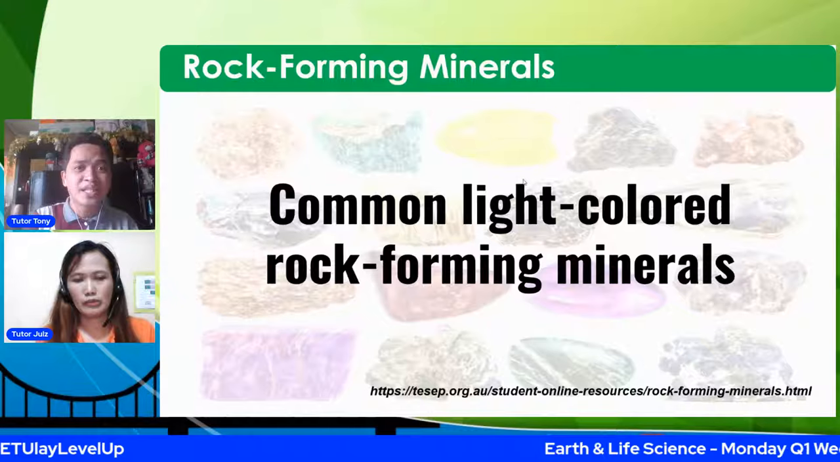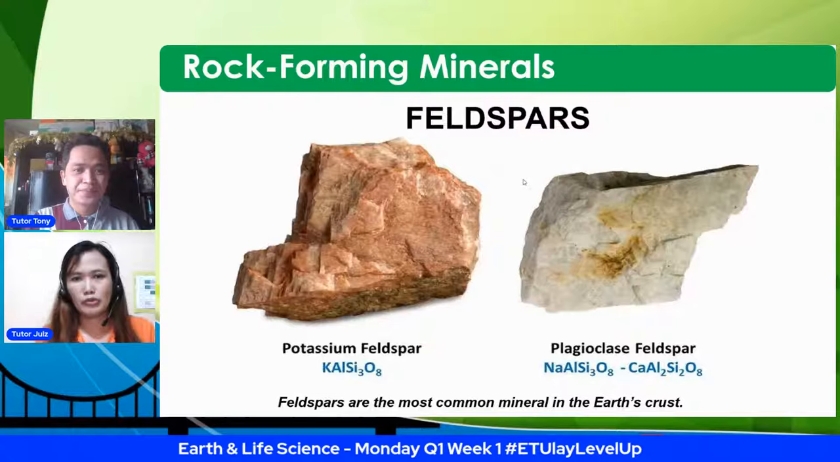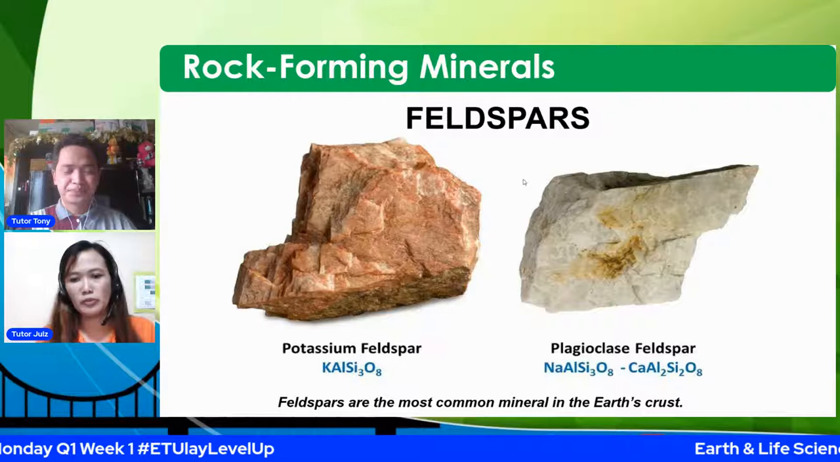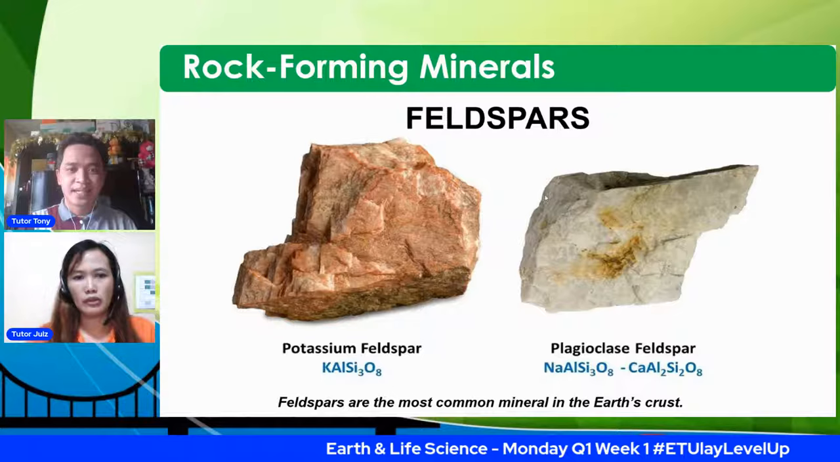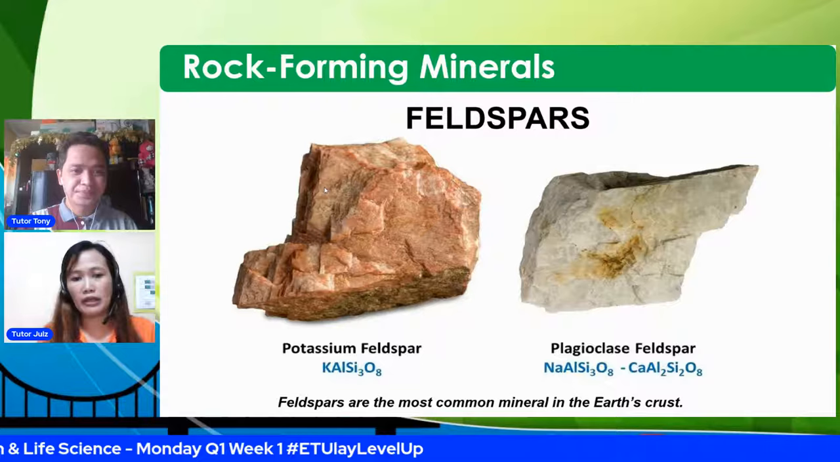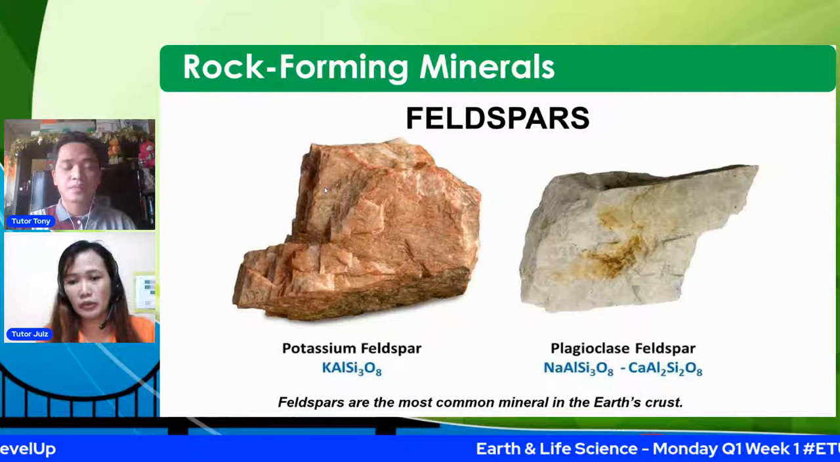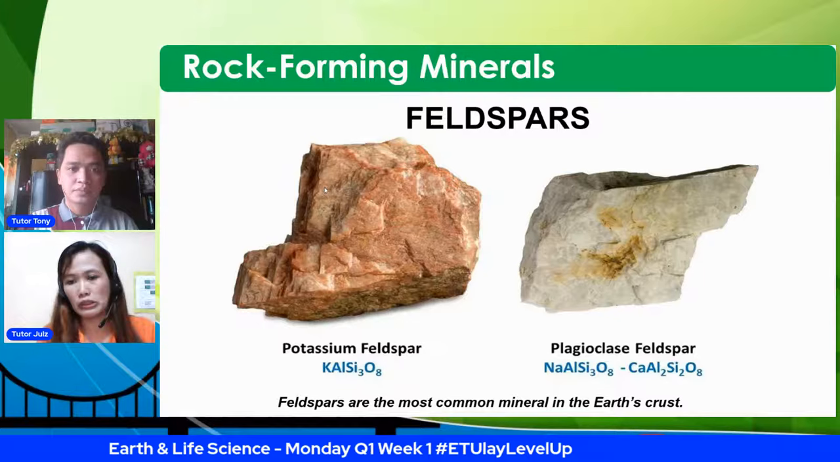So in terms of appearance, medyo light ang colors nila, ma'am. So what are these minerals, ma'am? So we have the feldspars. Feldspars are the most common minerals in the Earth's crust. Tandaan. Most common minerals sa ating crust. We have the potassium feldspar, which is made up of potassium, aluminum, silicon, and oxygen. And the plagioclase feldspar consists of sodium, aluminum, silicon, oxygen, and calcium.